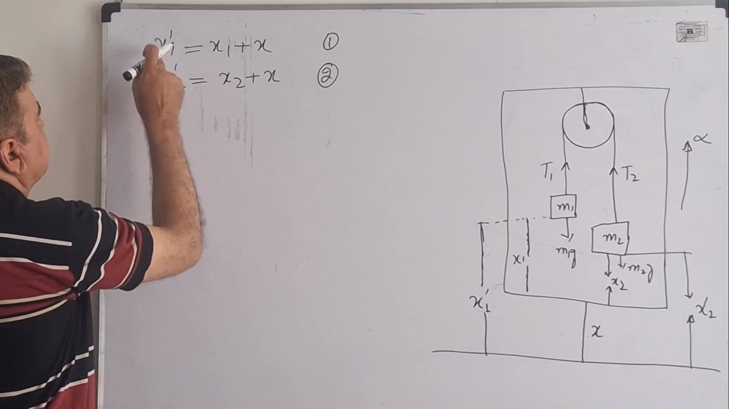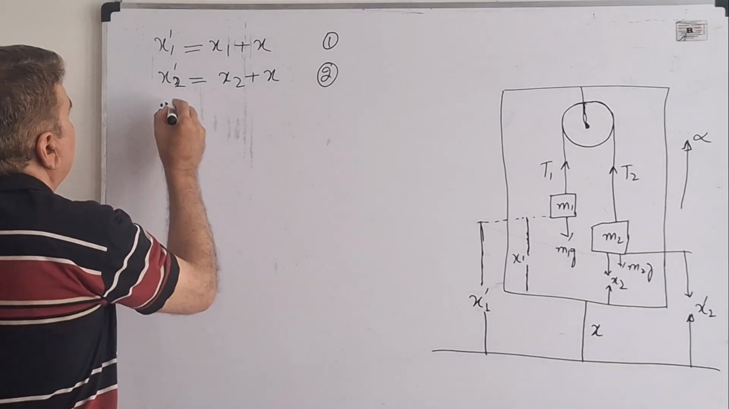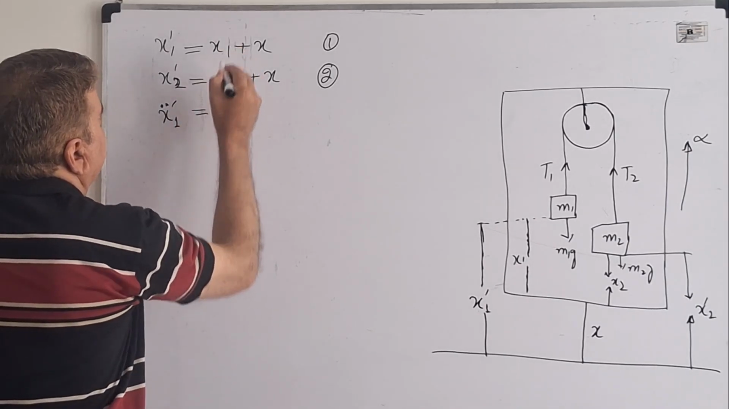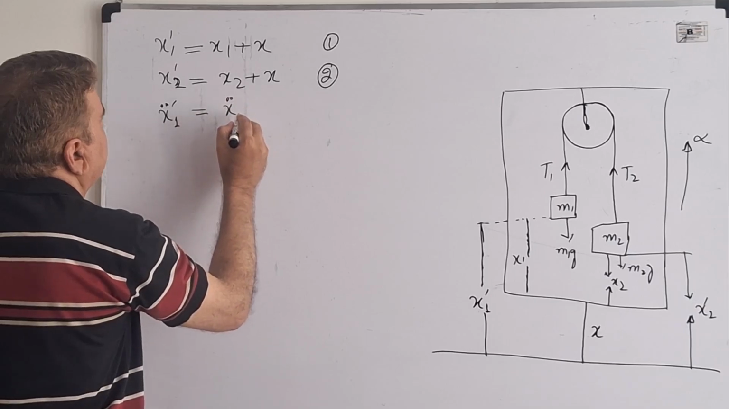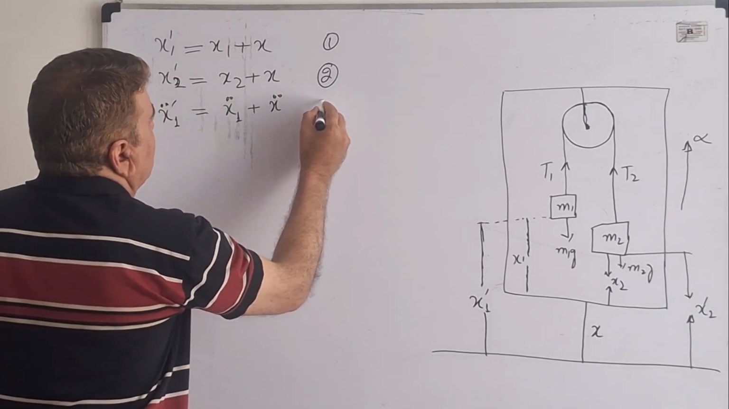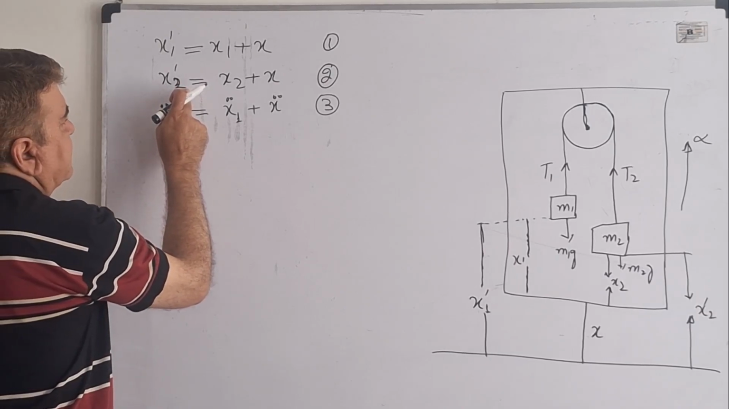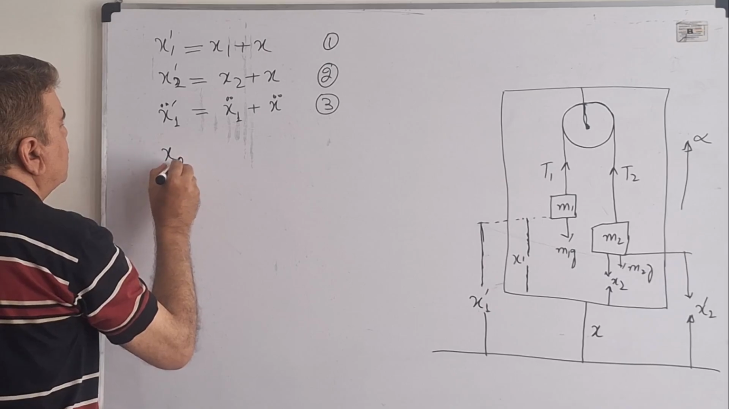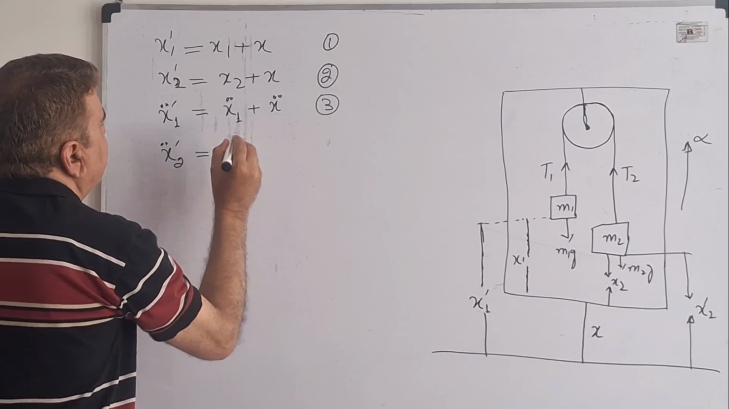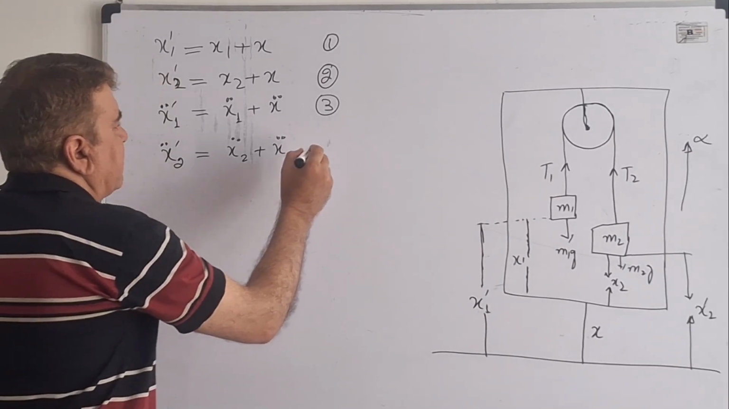And that I can do if I differentiate this equation twice. I just put dots for the differentiation with respect to time. So x1 prime double dot is in fact equal to, according to that equation, x1 double dot plus x double dot. I get that from equation 1, so I call this equation 3. And from equation 2, if I differentiate it twice with respect to time, I can write x2 prime double dot equals x2 double dot plus x double dot. Now I call this equation 4.